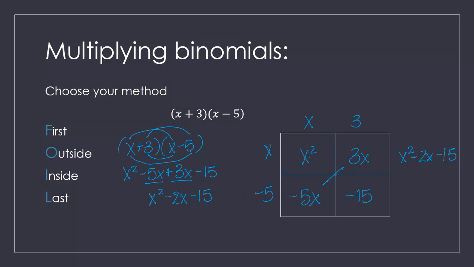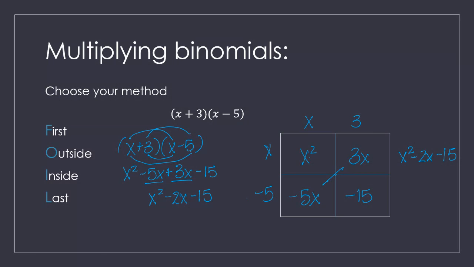FOIL is pretty easy, but it only works when you have two binomials. The box works for any multiplication. You can do it with a monomial, you can do it with binomials, you can do it with trinomials. It really works for any multiplication situation. So I personally tend to choose the box just because it works every time. But again, you are free to choose whichever one you prefer.